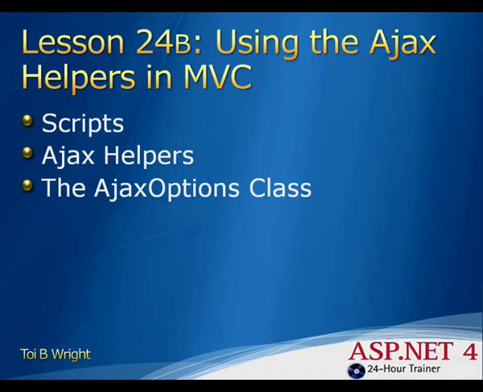Before you can use the AJAX helpers, you must include the following libraries in your page: Microsoft AJAX.js and Microsoft MVC AJAX.js. This is a list of the AJAX helpers included in the ASP.NET MVC framework. The action link helper creates a link to the specified action method. The action method is invoked asynchronously using JavaScript when the link is clicked.